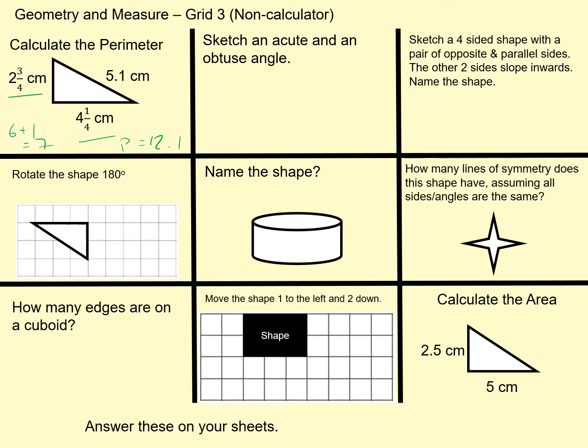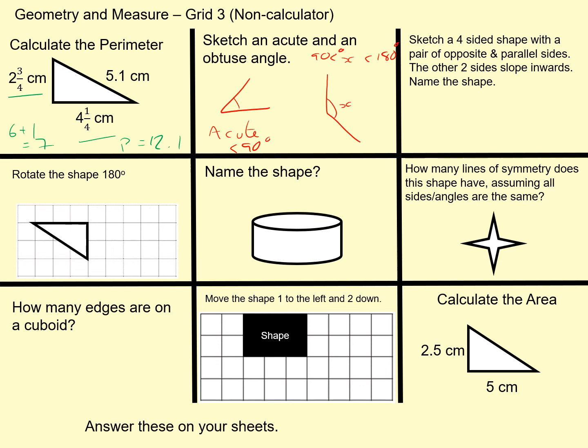Sketch an acute and an obtuse angle. Well, there's one angle, there's the other. This is the acute one, because remember acute angles are less than 90 degrees. And this is the obtuse one, because obtuse angles are between, say, x is greater than 90, but less than 180 degrees.